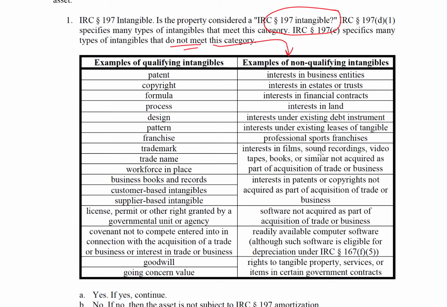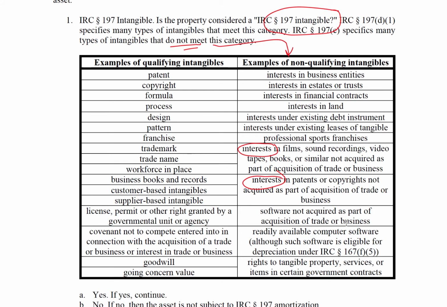Interest in film, sound recording, videotapes, books, or other similars not acquired as part of an acquisition of a trade or business. So basically what we're talking about here is that you've self-created these. Anytime you see not acquired as part of an acquisition of a trade or business, we're talking about self-created, which you're going to see the next requirement takes out. Interest in patents or copyrights that are not acquired as part of an acquisition of a trade or business. These are interests, by the way. These aren't actually the items. If you have the film, sound recordings, videos, you might be able to amortize, but it's the interest in it. That's key.